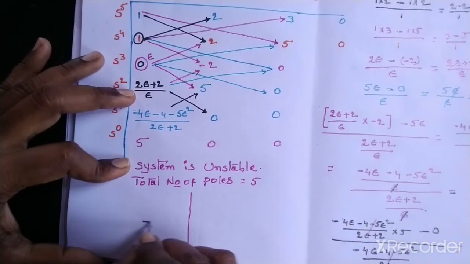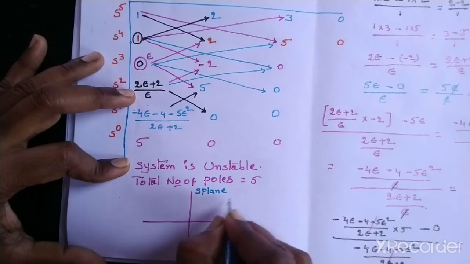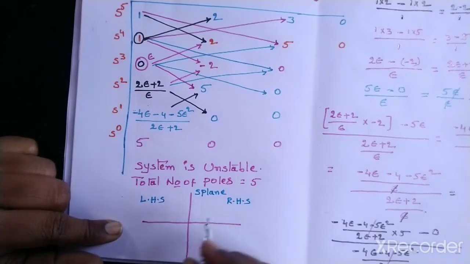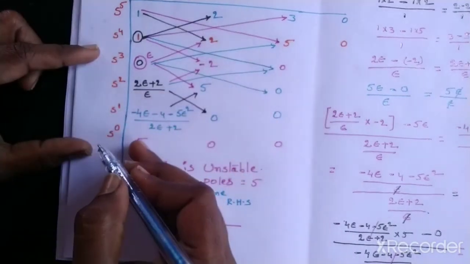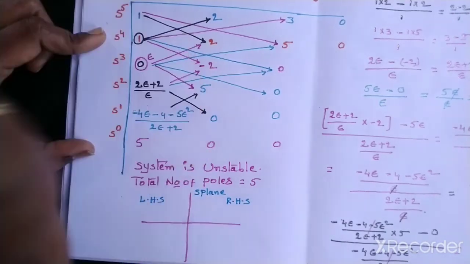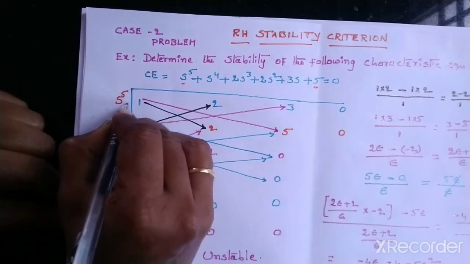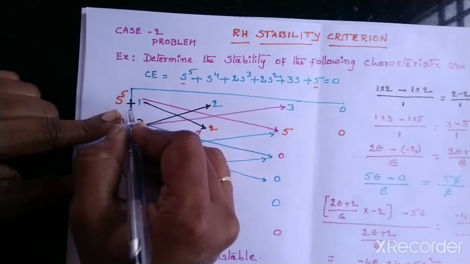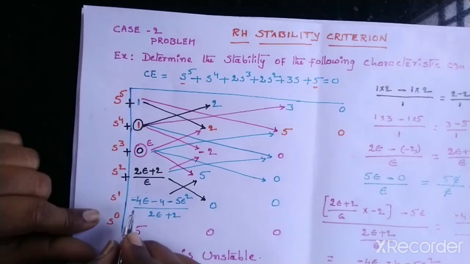Based on the pole zero diagram or S plane, we all know very well that this is the S plane, and this is the RHS plane and this is the LHS plane. According to the stability theorem, all the poles must be located on the LHS plane. But here, based on this RH criterion, by seeing the first column and the sign changes, for the first element there is no sign change. Directly we can write plus, because no negative sign is there. And here also plus, here also plus, here also plus. Here a negative sign is there.